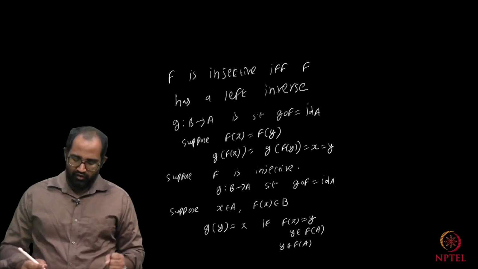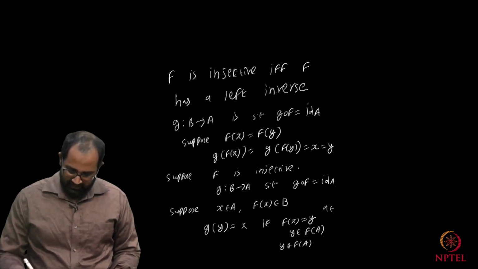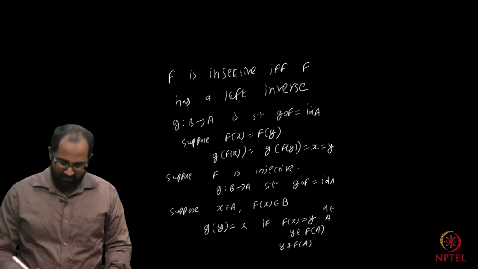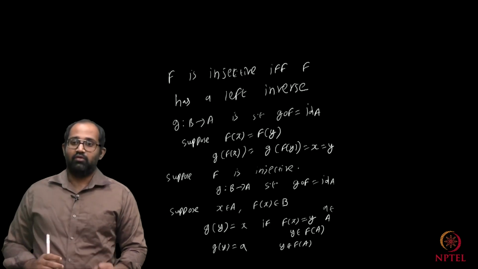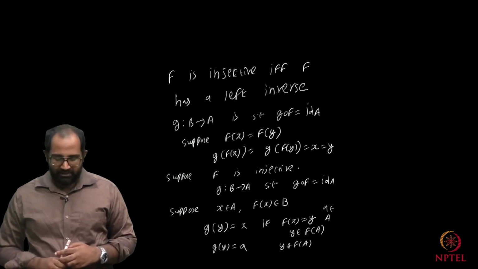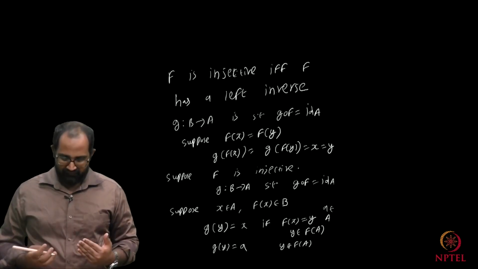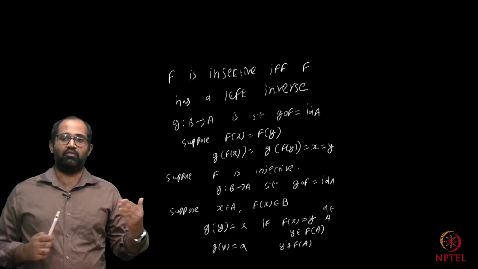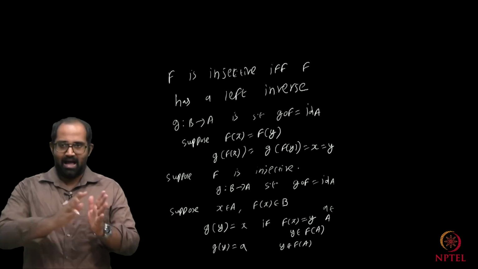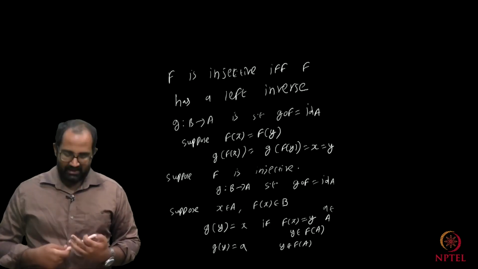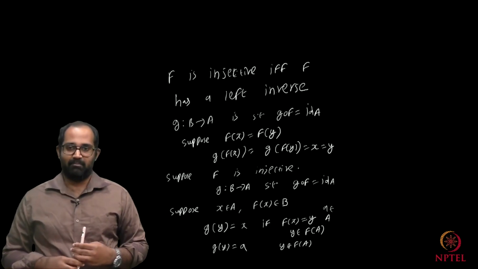Now, what do you do if y is not in f of A? Well, you choose your favorite element a in A and then just define g of y to be a. So, g is defined in two pieces. On the piece that is in the image of f, you just map it back to where it came from. If it is not in the image of f, just map it to some fixed element. Now, you can clearly check that g composed with f is the identity map.